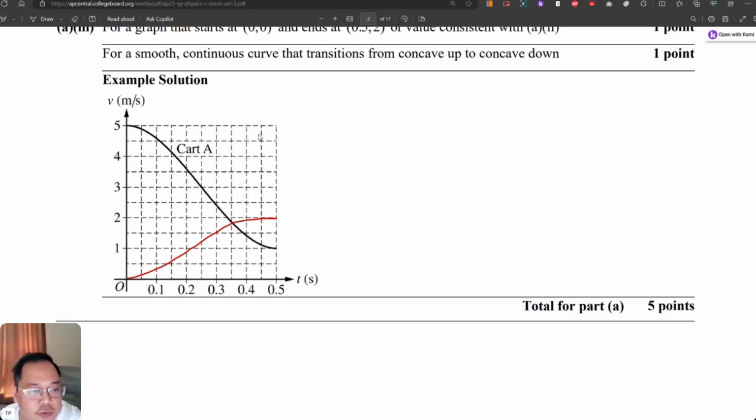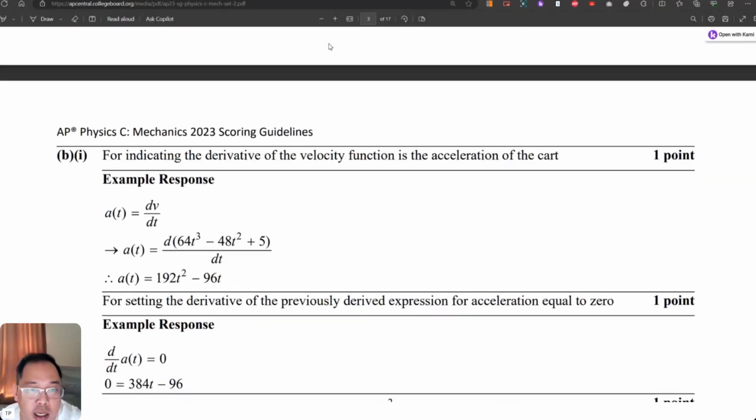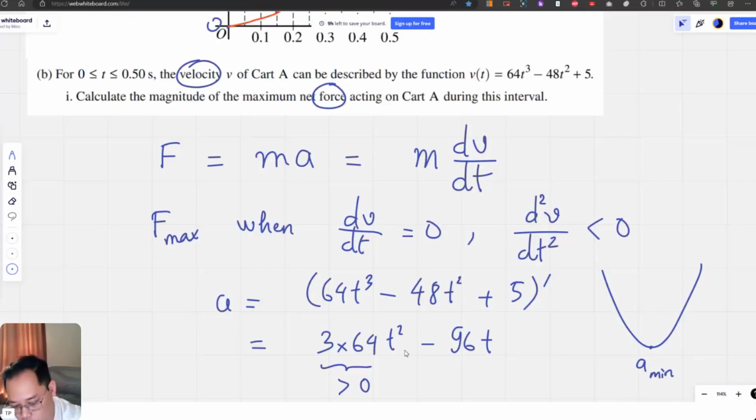How do we find maximum force? Here, this is 192, 3 times 64, which is simply 192. 192.